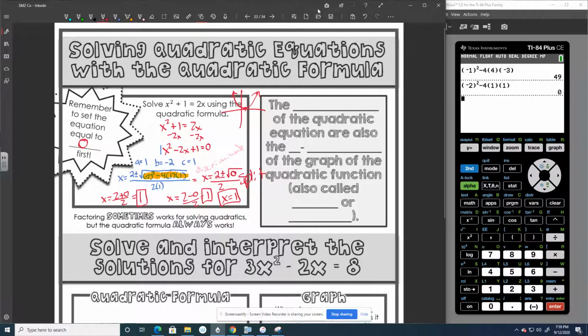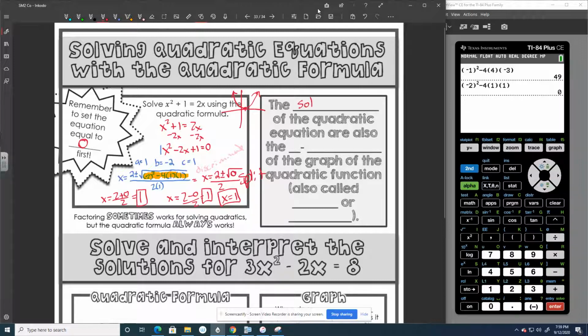So a little note here to remember: factoring sometimes works to solve quadratics, but this quadratic formula will always, always, always work. So those of you that really don't like to factor, you're going to be able to use this as a backup. So a couple of notes here, and then we'll get into more examples.